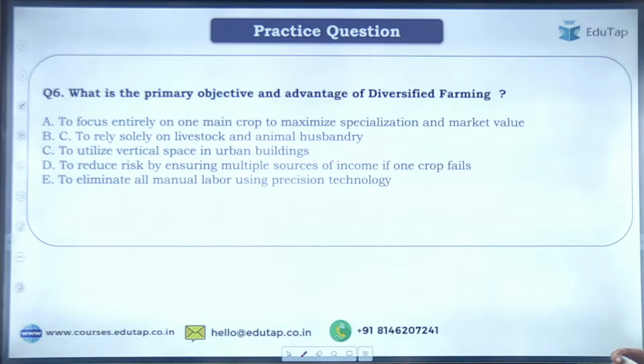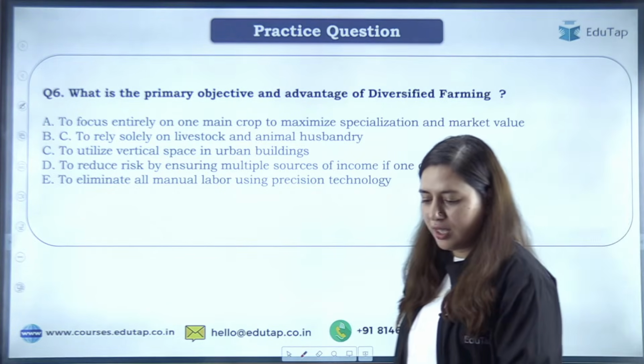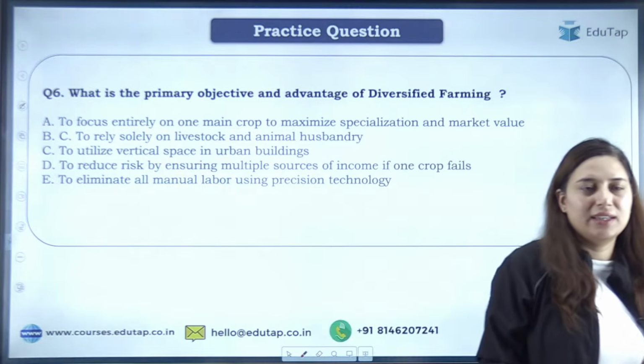What is the primary objective and advantage of diversified farming? Okay, first give me the answer of this question and then I'll tell you what is diversified farming and its advantage.